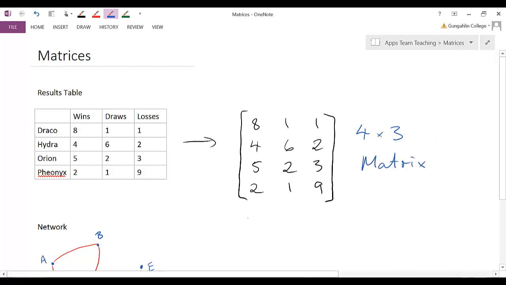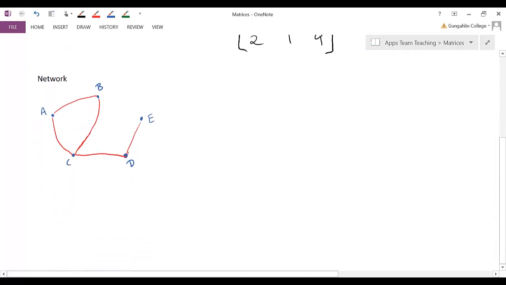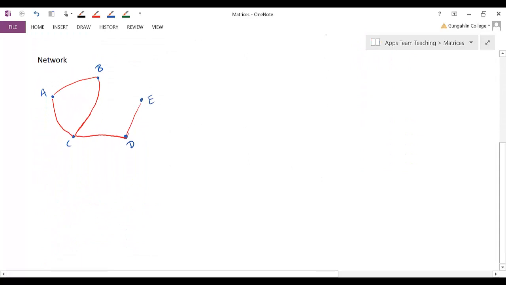Now, once we've represented it in this form, there's a bunch of mathematical processes we can do to analyze this information that we wouldn't be able to do if we kept it in this original table form. So this has put that table into matrix form. Sometimes though, we might have things that don't look like a table that we want to represent as a matrix. So this here is an example of a network. A network is just a series of points that are joined by lines. So this could represent any number of things.